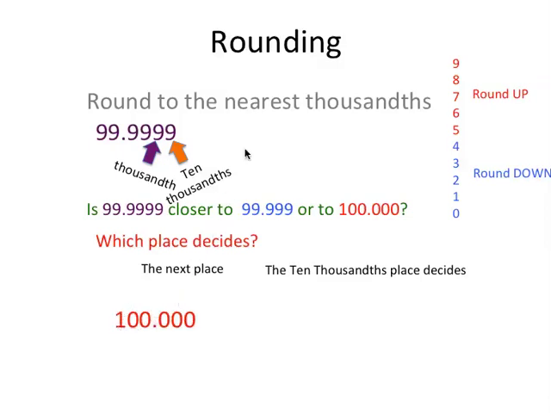Now remember, since we're rounding to the nearest thousandths place, we have to put our zeros up to the thousandths. The last place we're showing is the thousandths place. The last place we write is the rounding place. In this case, it's the thousandths place.